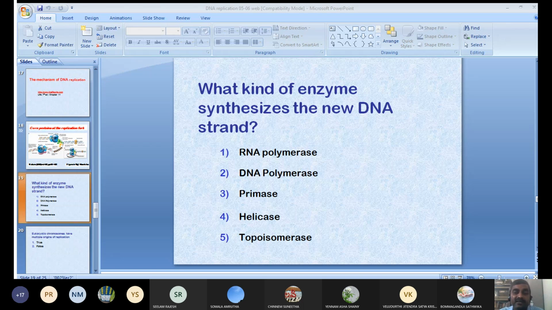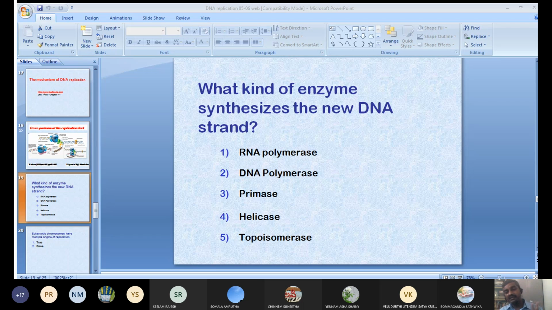There are so many activities we can see, and the DNA polymerases are of different types: DNA polymerase 1, 2, and 3 in the prokaryotic system. In the eukaryotic system there are different types like DNA polymerase alpha, beta, and delta. Likewise there are many DNA polymerases, but anyhow, DNA polymerase is the major enzyme required for DNA synthesis.